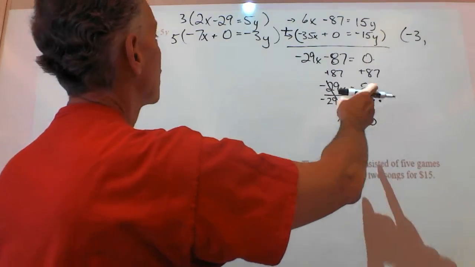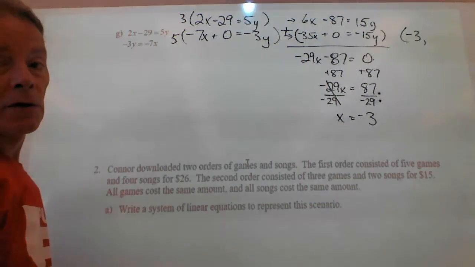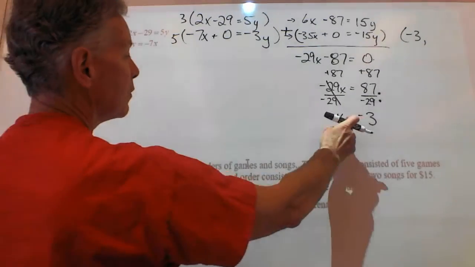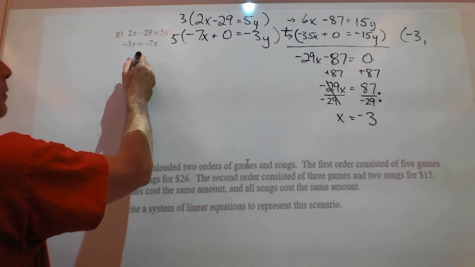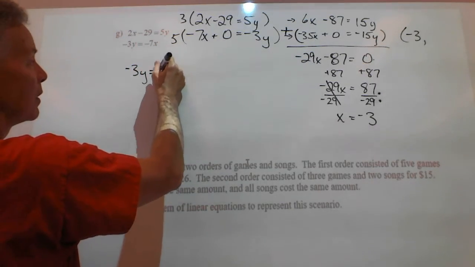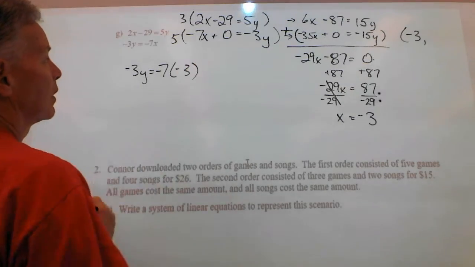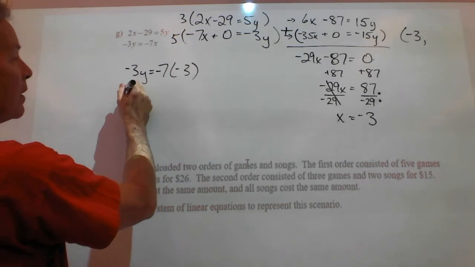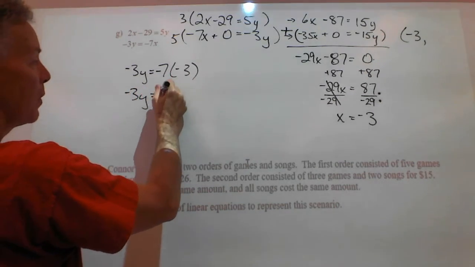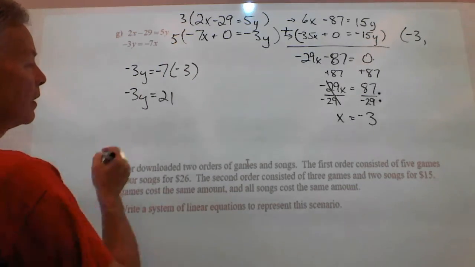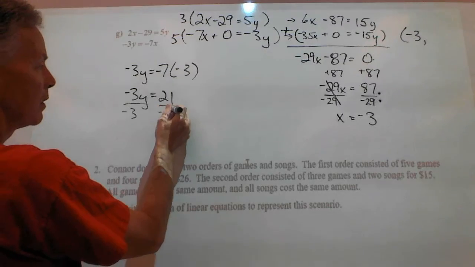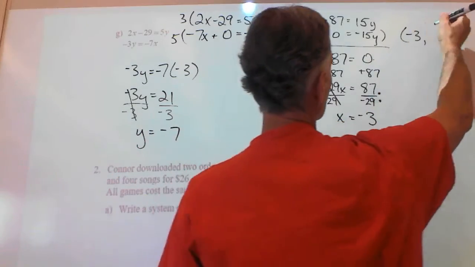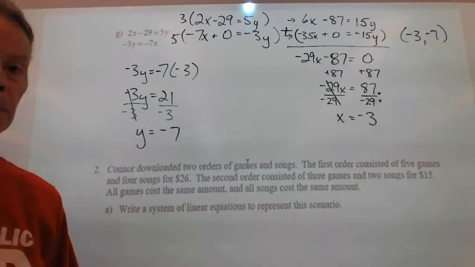Take your value of x, plug it into one of your original equations. Now this one here looks particularly simple. Why don't we use it? Okay. So we say we have an x value of negative 3. That means our equation becomes negative 3y equals negative 7 times negative 3. I've subbed in a value of negative 3 where you see the x. Simplify the right side, negative 3y equals positive 21, right? Negative times negative. Divide through by negative 3, and that gives you y equals negative 7, which is our y value.